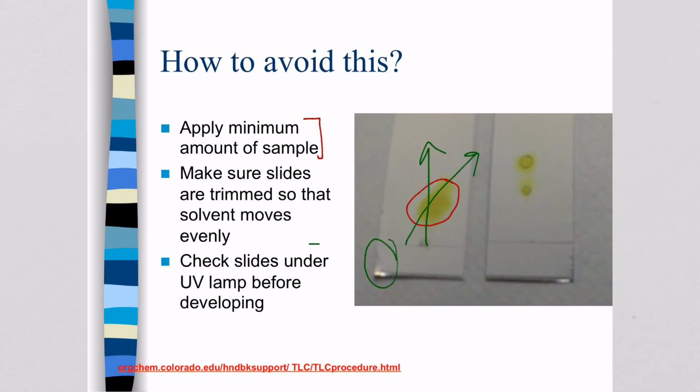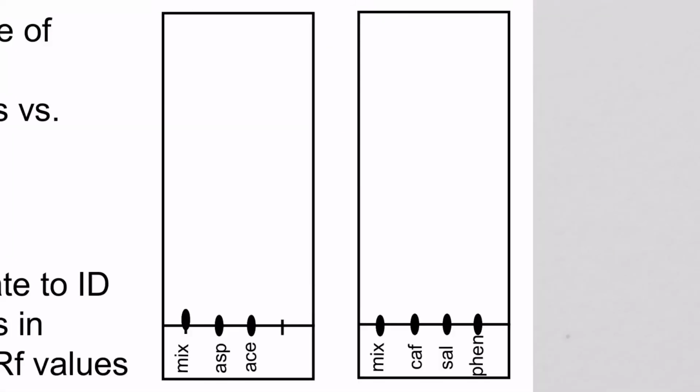One of the things you should do, after you've spotted your slides and before you've developed them, is check them under UV. These are all white compounds, so you won't be able to see them without the UV. But if you can see these spots before you develop your sample, then you know you have enough to see on the TLC plate, and that can prevent the other error, which is not being able to see your spots after you develop your TLC plate.